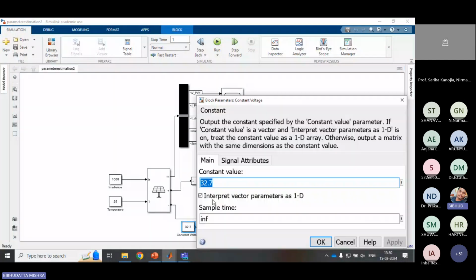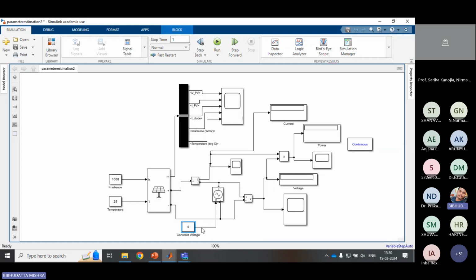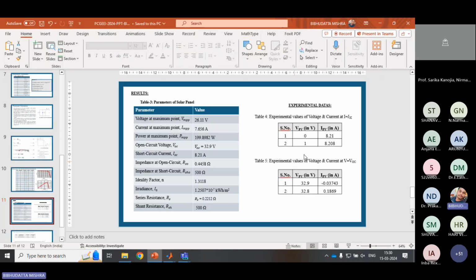Let's put it at 0. That means it is a short circuit condition. When I am putting the voltage at 0, what is the value of current I am recording? It is 8.21001. So that is updated in this table 4. VPV equal to 0, IPV equal to 8.21.